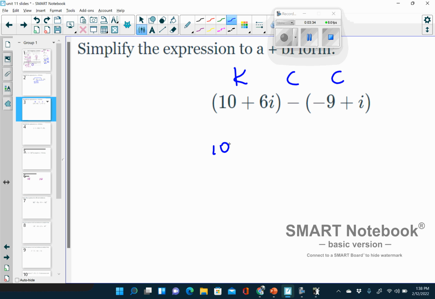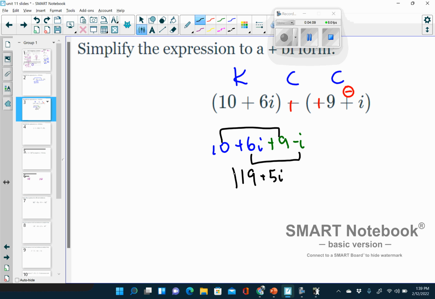To refresh your memory with subtraction, you do something called keep, change, change. So we're going to keep that 10 plus 6i. We're going to change that subtraction sign to a plus sign. And change means we're going to change every sign in here. So this negative 9 is going to become a plus, and this positive is going to become a negative. So our new expression is going to be plus 9 and a minus i. So you're going to do the same thing, combine like terms. 10 plus 9 is 19. 6 minus, there's an imaginary 1 there, is going to be positive 5i. So that's going to be your final answer.